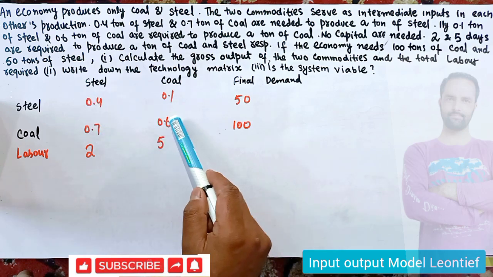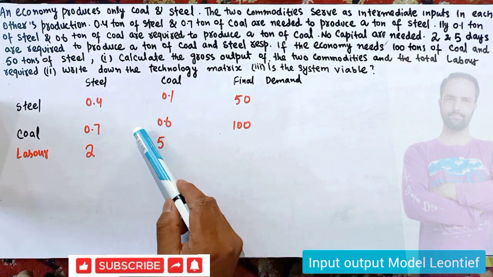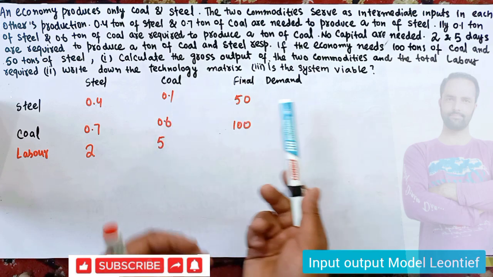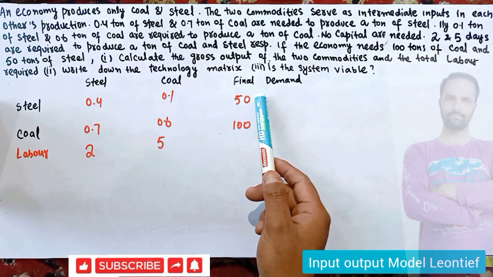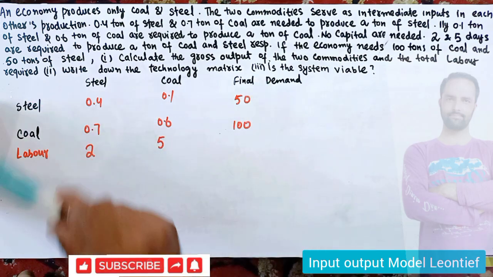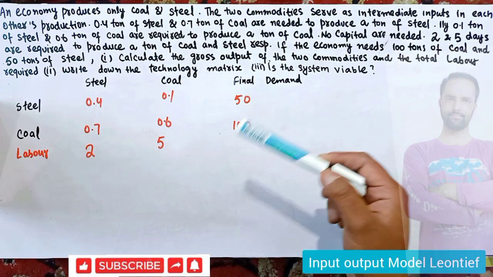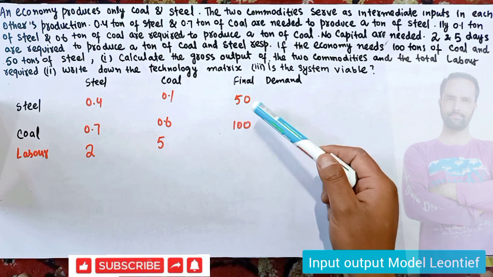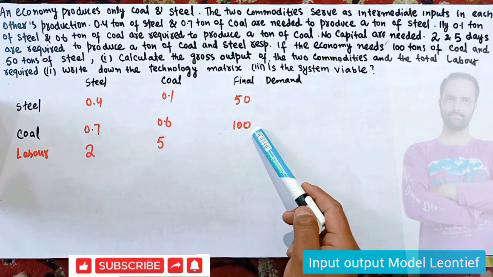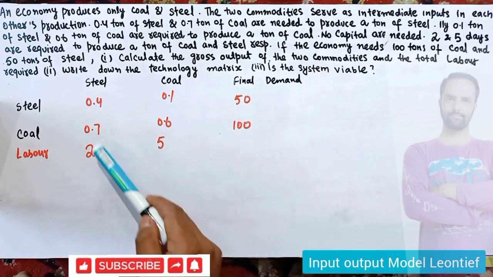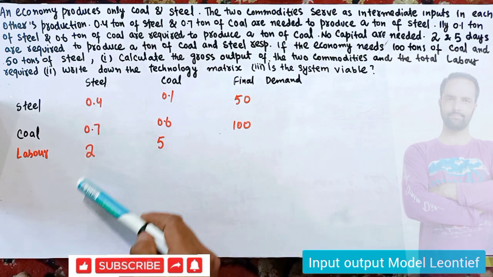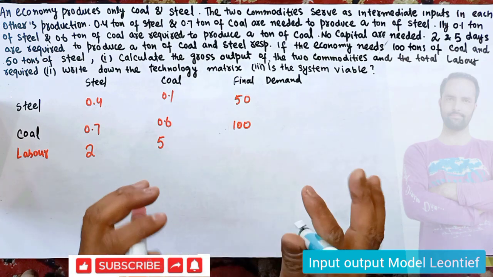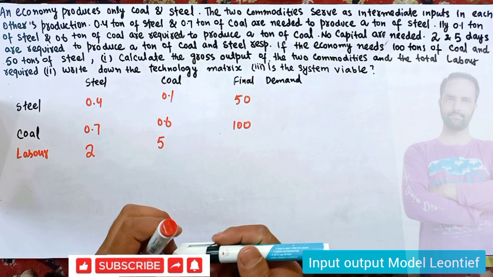And similarly, this 0.6 ton shows us that it uses 0.6 ton of coal to produce 1 ton of coal. Okay, and similarly 50 ton of steel is being demanded. So final demand comes from the consumers, from the government. Similarly, the demand of coal is 100. 2 labor days are used to produce 1 ton of steel, and 5 labor days are used to produce 1 ton of coal. Okay, now let's write the technology matrix.